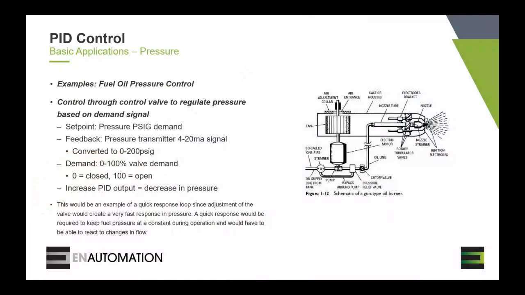So I'm just going to go over some basic applications that are pretty common that you would see. This application here is a fuel oil pressure control. The control is going to be through the control valve, which regulates the pressure based on whatever set demand signal. Usually the demand signal will be fixed at whatever that desired pressure is, and then your pressure may change based on how much you're using or things like that. So your set point is going to be a pressure demand signal.